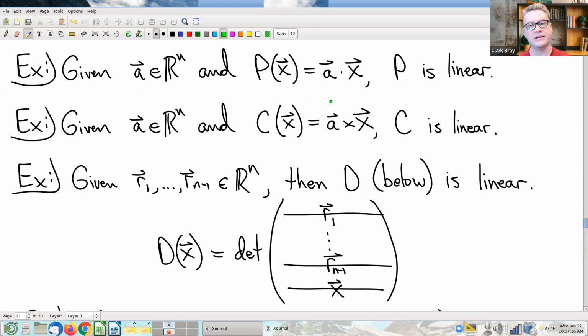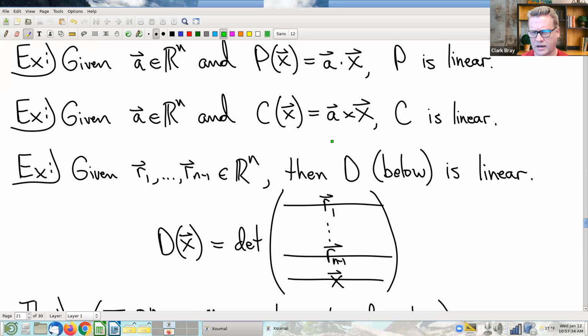Here's one that's maybe a little bit less expected, and you might not have seen this before. In fact, I wouldn't be terribly surprised at all if you hadn't. But the same thing is true of cross products. Using the cross product with a given fixed vector is linear.